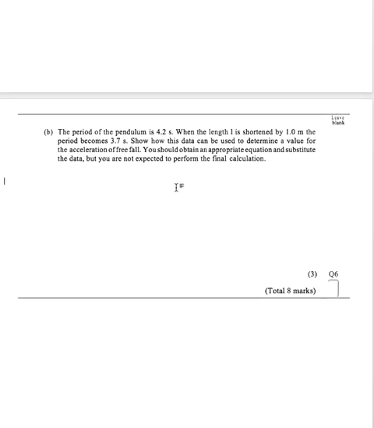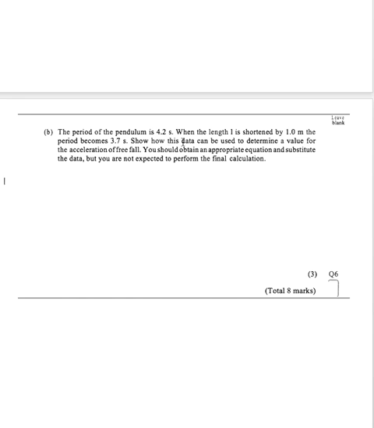Final part of the question then, part B. The period of the pendulum is 4.2 seconds. When the length L is shortened by 1 meter, the period is 3.7 seconds. Show how this data can be used to determine a value for the acceleration of freefall. You should obtain an approximate equation and substitute the data, but you're not expected to perform the final calculation.